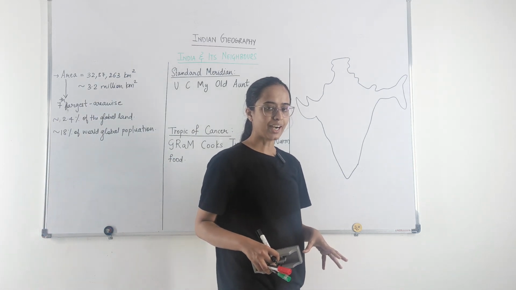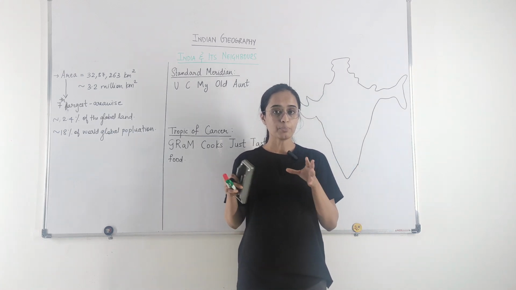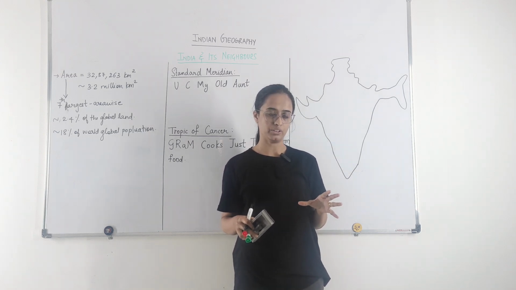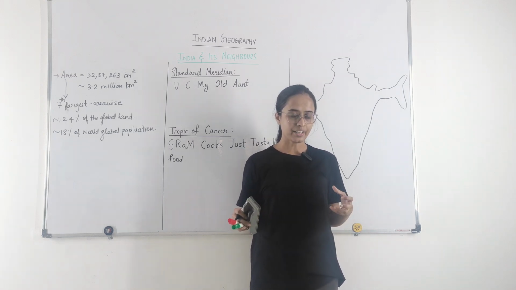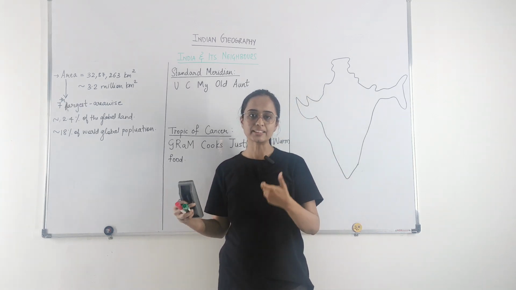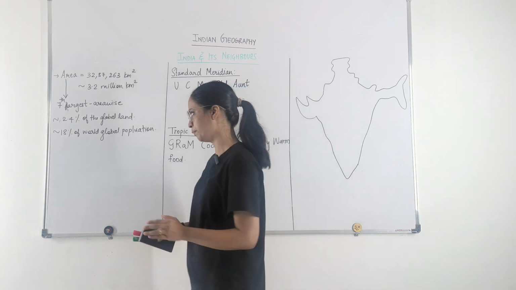You also need to understand that we just have 2.4% of the land, whereas the population that India accommodates is 18% of the global population. So the population to the land ratio is very large, and hence we can say that the space crunch is a major problem that exists in India.